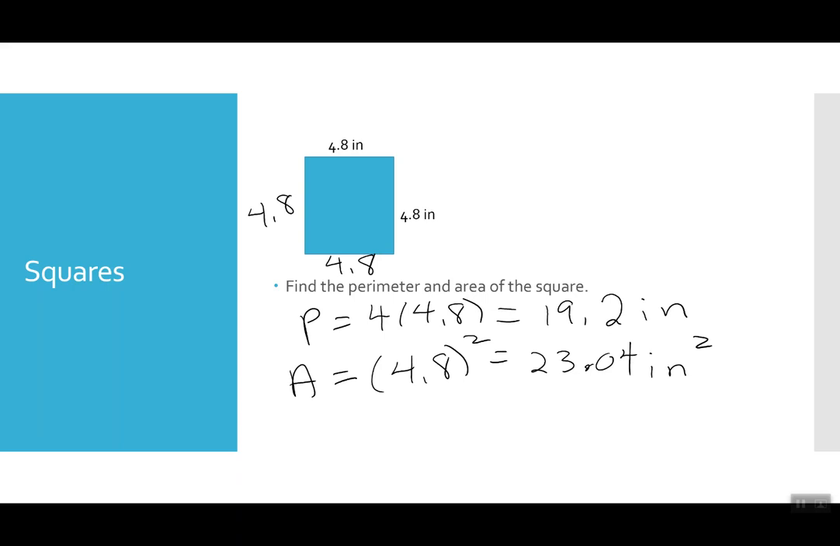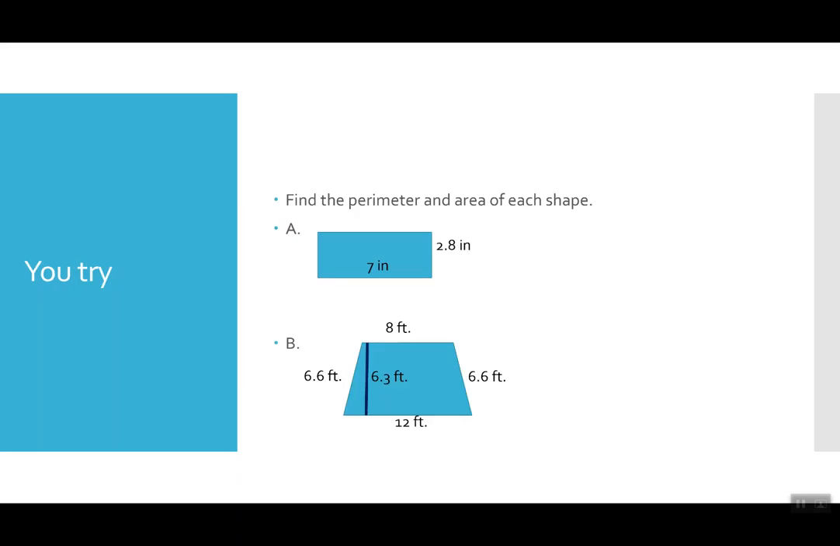Okay, so now that we've done the basic shapes, let's go back and do some more. Why don't you try these really quickly? Pause me so that you're not hearing me talking. Try to get the perimeter and area of each one, and then when you're done, unpause me and see what the answers are.